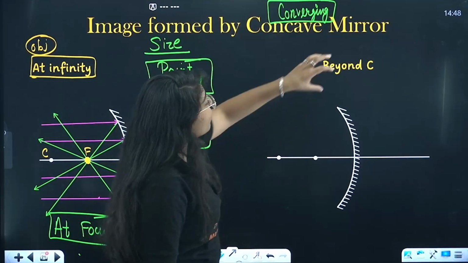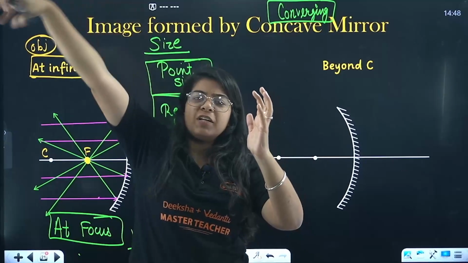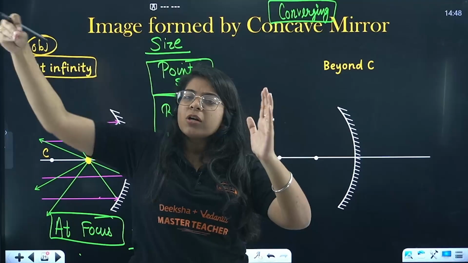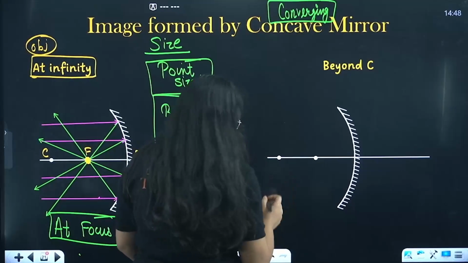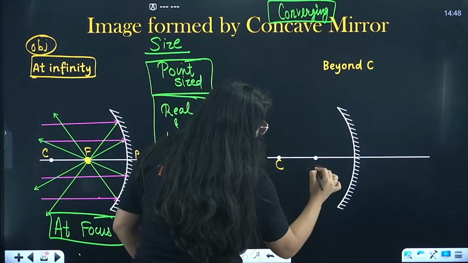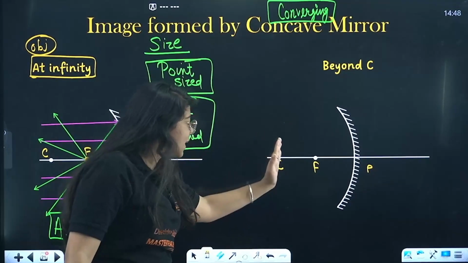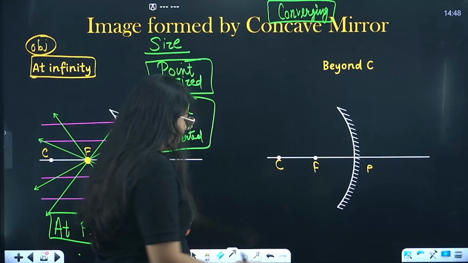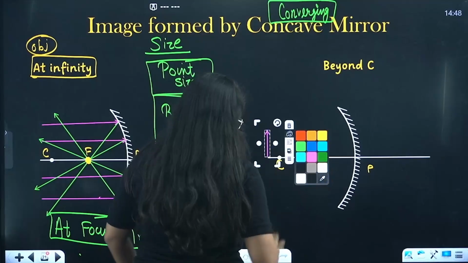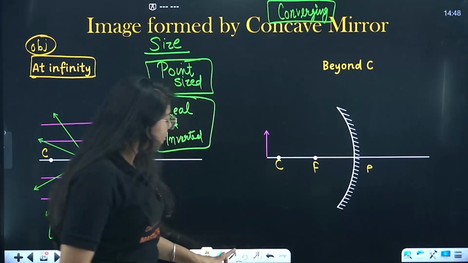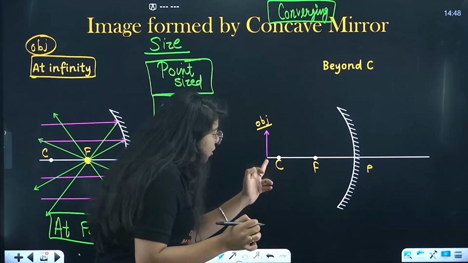Next beta, let's see the second case. Now beta, what did we do? This was our concave mirror. We left the object at infinity, somewhere here. Now we brought it a little bit closer, where we have center of curvature, right? We have focus, we have pole. So here we brought it beyond C, that is beyond the center of curvature. Yes, this is my object, beyond C.